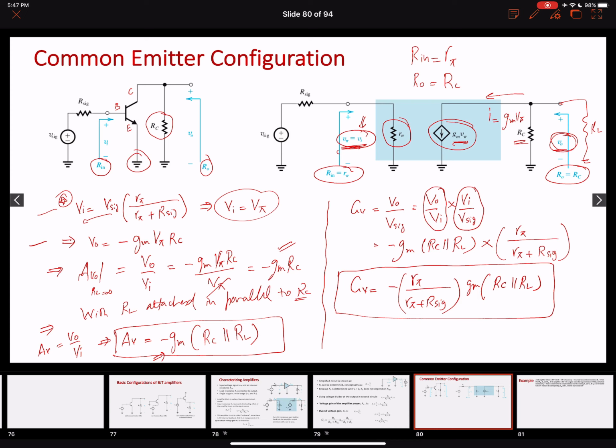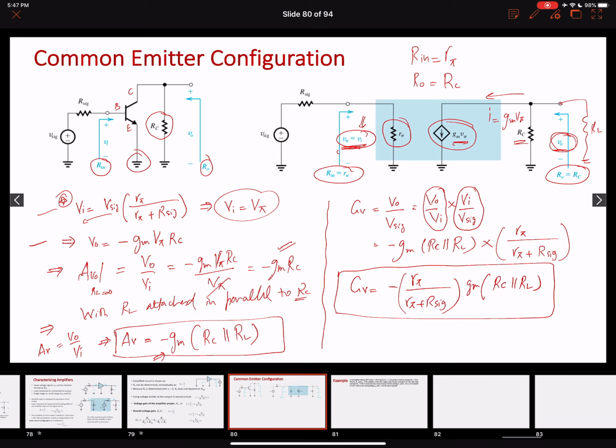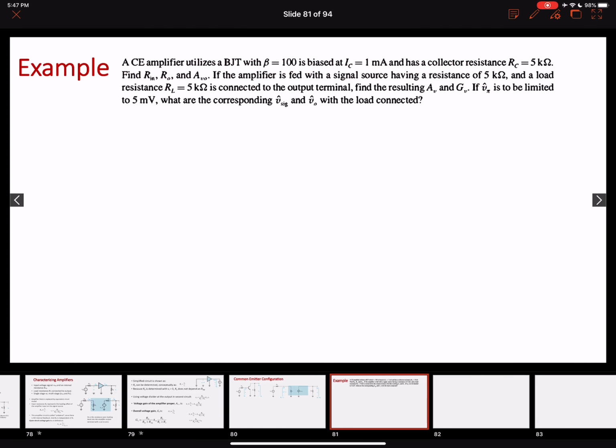Now what we are going to do is one quick example, and then we will also discuss a slightly more complicated case of this common emitter configuration, where we will also attach a resistance at the emitter terminal. And then we will rederive all of these gain equations. All right, so let's do one example now for this common emitter configuration.